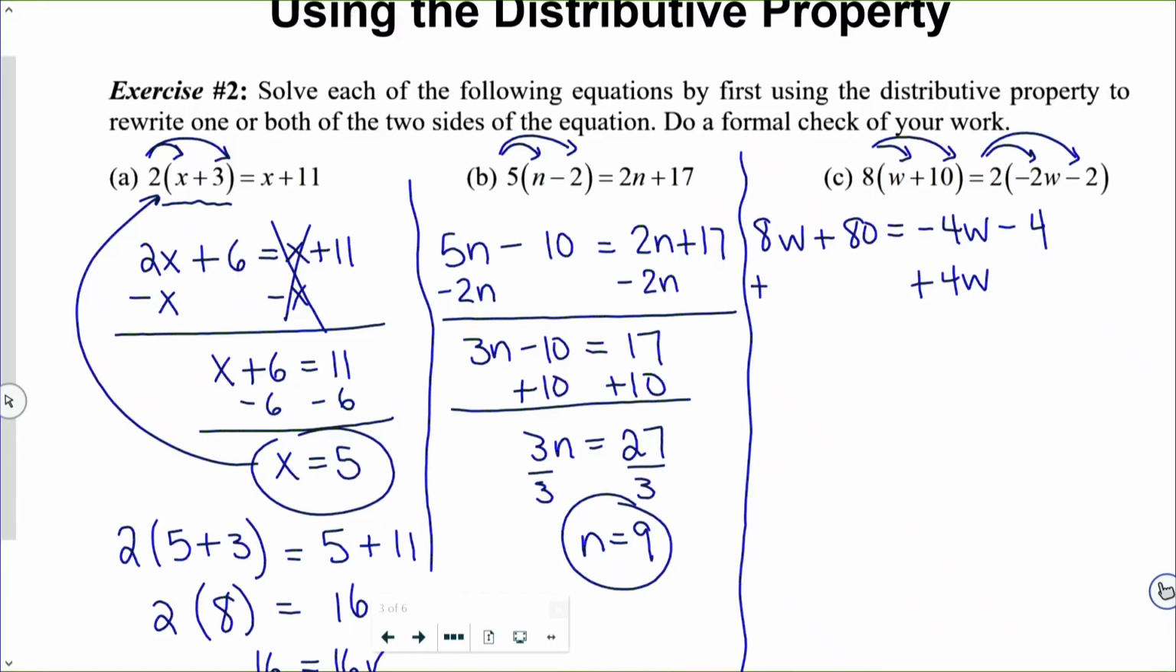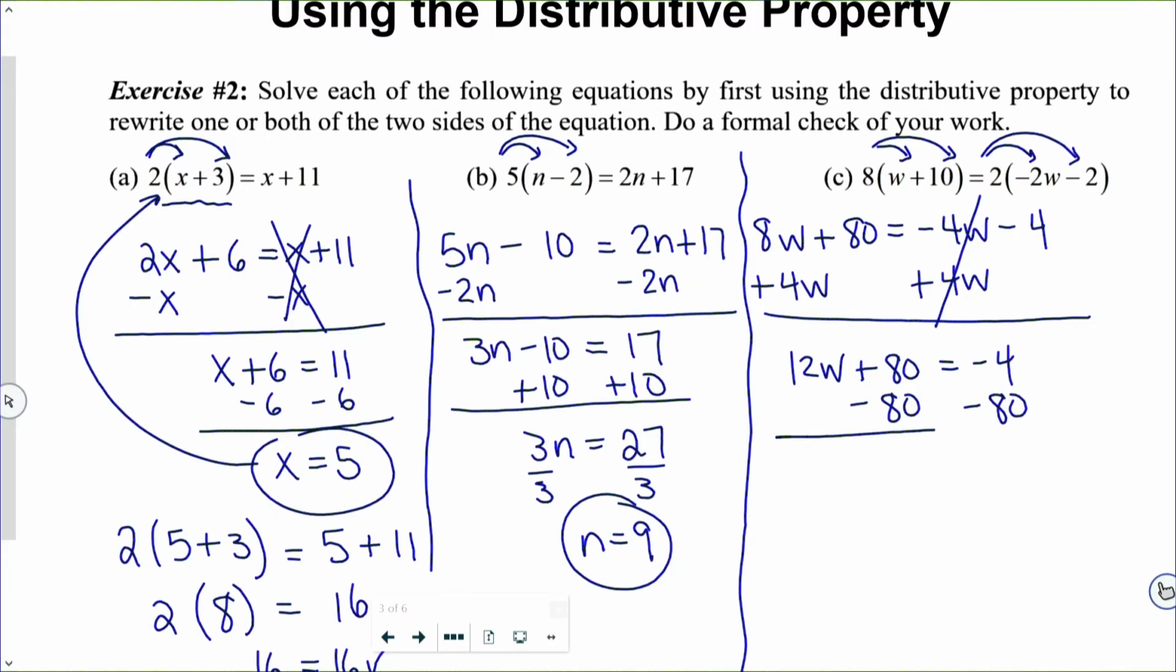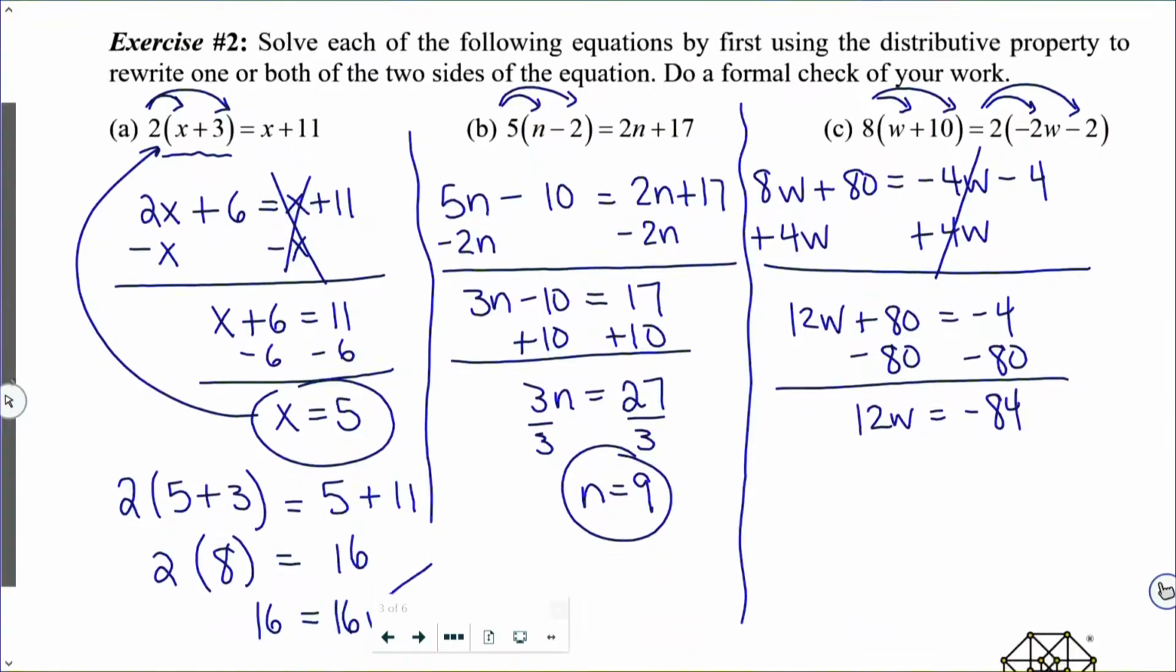So I'm going to add a 4w to both sides because it's a negative on the right-hand side. Negative 4w and 4w cancel. 8 plus 4 gives me 12w plus 80 is equal to negative 4. I'm now going to subtract an 80 from both sides of the equation. That'll leave me with 12w is equal to negative 4 plus negative 80, which is negative 84.